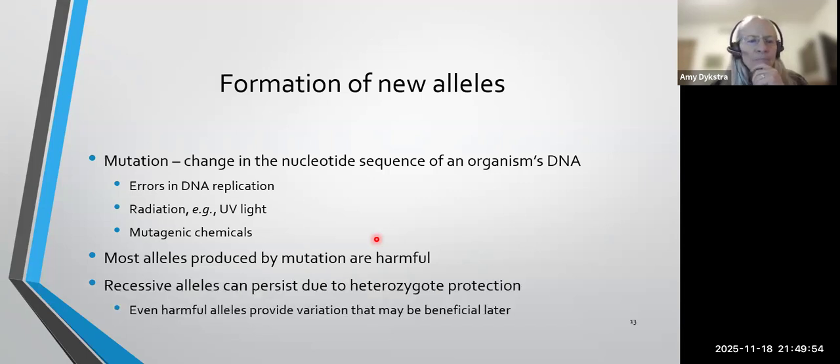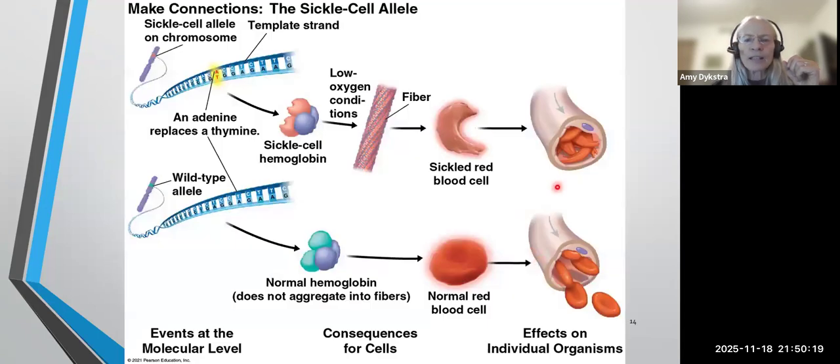Occasionally, even if there is a harmful mutation, oftentimes if it is recessive, it will persist due to heterozygote protection. So let's see what I mean by that in this next picture. An example of heterozygote protection would be with the sickle cell allele.